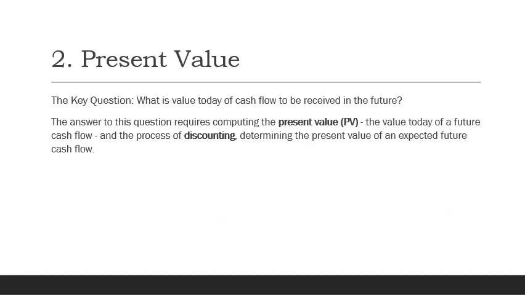So in the case of present value, the key question will be what is the value today of cash flow to be received in the future. Okay, so if we translate it into a timeline, 0, 1, 2, 3, 4, 5. In the case of present value, what is the amount here? This is present, for a cash flow to be received in the future.